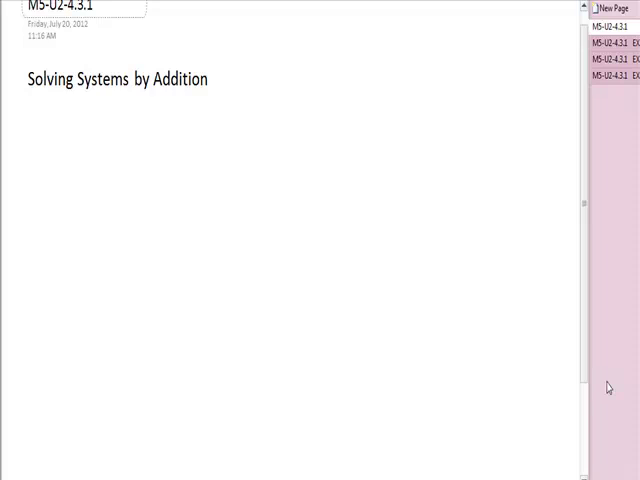This third technique for solving systems is called the addition method. Sometimes in some textbooks it is called the addition/elimination method. Addition is what you do, elimination is what happens. The addition method is based on this premise.